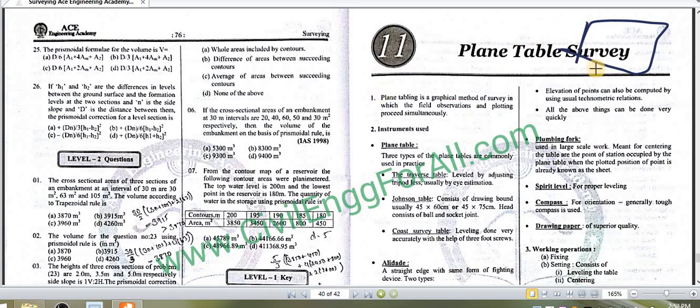Okay, so we'll start with plane table surveying. Plane table surveying is basically a graphical method of surveying in which field observation and plotting are done simultaneously. As I've told you, in this you can perform your field observation and your plotting work directly and simultaneously, because the table is there and your sheet is over there.